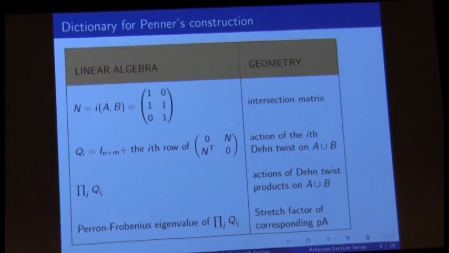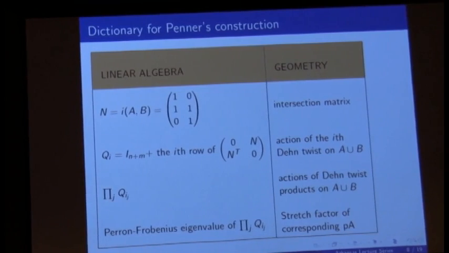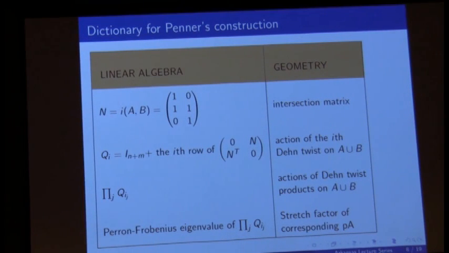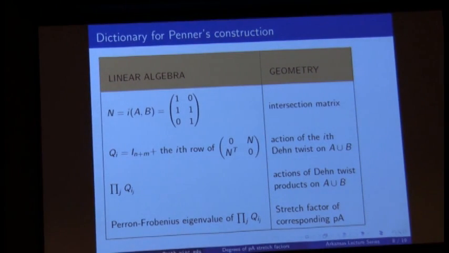So the good thing about Penner's construction is that everything is very well translatable to linear algebra. So it turns out that if I'm interested in stretch vectors of pseudo-Anosov maps arising from Penner's construction, I can just do linear algebra. So we denote by n the intersection matrix of the multi-curves. So in the previous case, we had 3 and 2 multi-curves, so it's a 3 by 2 matrix describing the pairwise intersection numbers of red and blue curves.